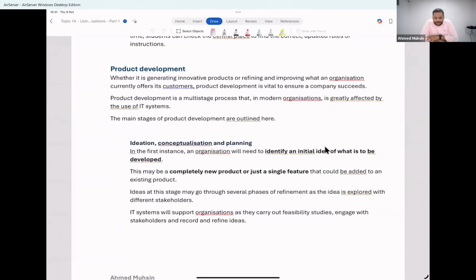Product development is a multi-stage process. Many stages happen in it. Okay. It is greatly affected by the use of IT systems. So everybody in stage number one, read the heading. No need to go through the details.